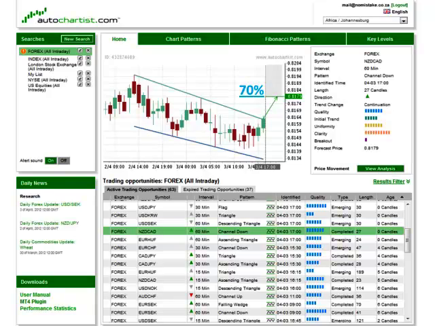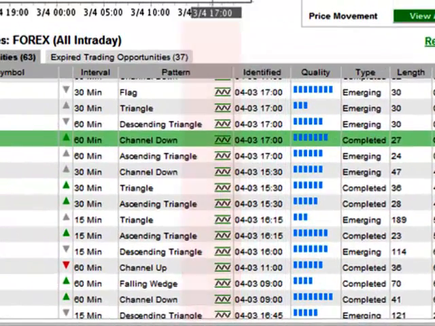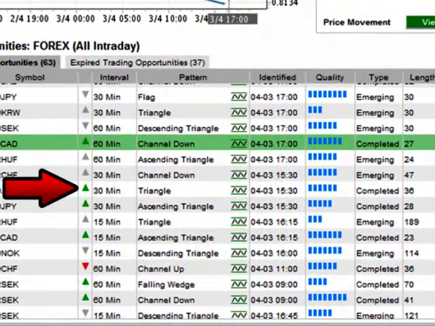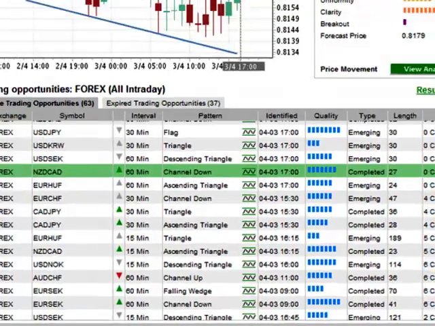In the grid below, you can distinguish between emerging and completed patterns in the type column, as well as the direction arrow. Completed patterns have colored arrows, while the arrows of emerging patterns are grayed out.